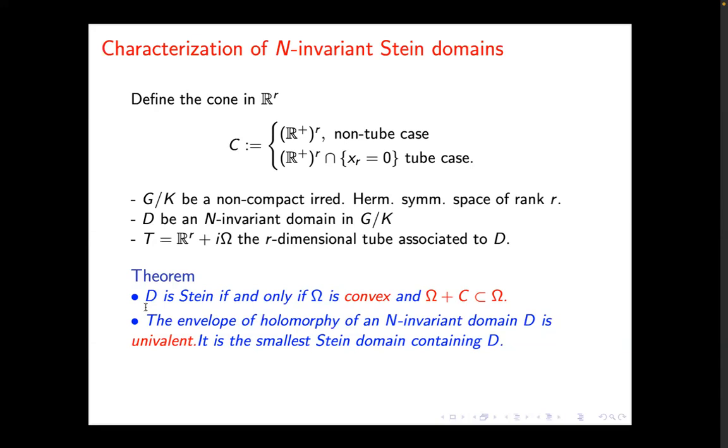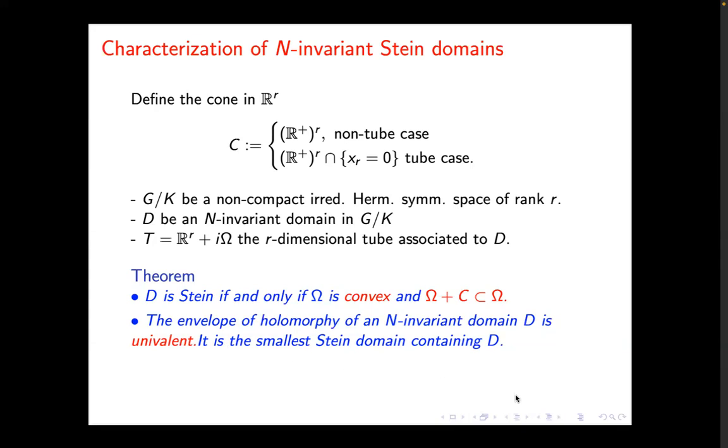So this shows that the tube domain associated to an N-invariant domain in G mod K is not an arbitrary tube in C to the R, but the second condition really tells us that this comes from a domain which is invariant in G mod K. It's just not an arbitrary tube.